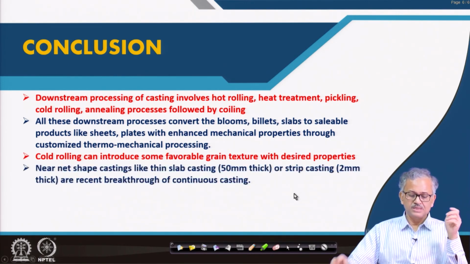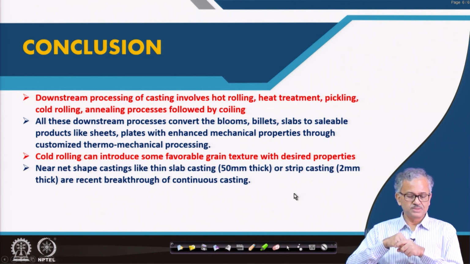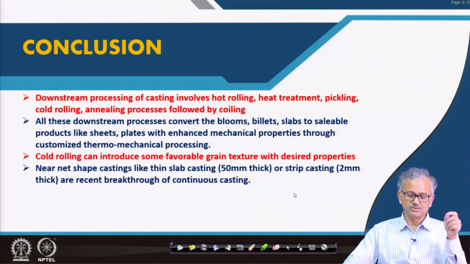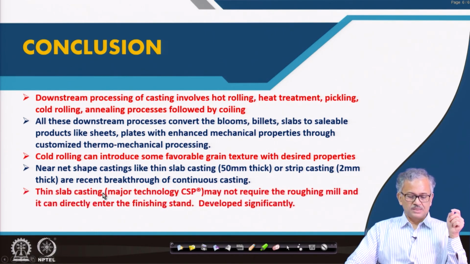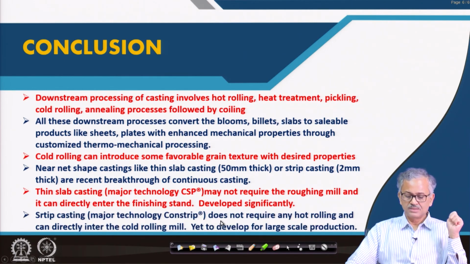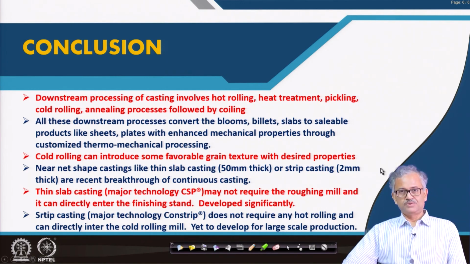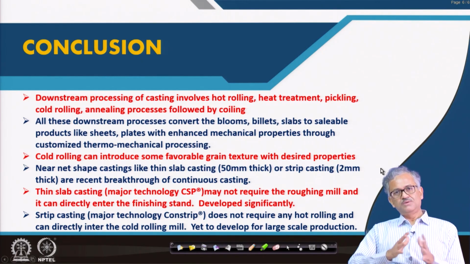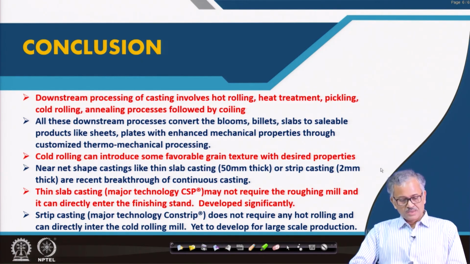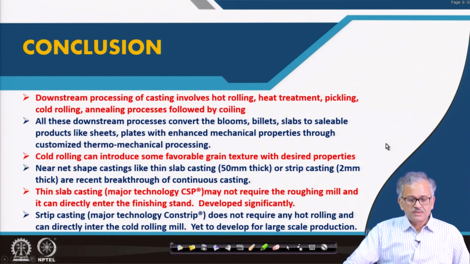And near net shape casting, like thin slab casting of 50 mm and strip casting of 2 mm thickness, are recent breakthroughs of continuous casting. Thin slab casting may not require any roughing mill and can directly enter the finishing stand, and has developed significantly. Strip casting does not require any hot rolling and can directly enter the cold roll mill, yet it has to be developed to large scale production. Okay, but they are definitely a very great breakthrough. Thank you very much.